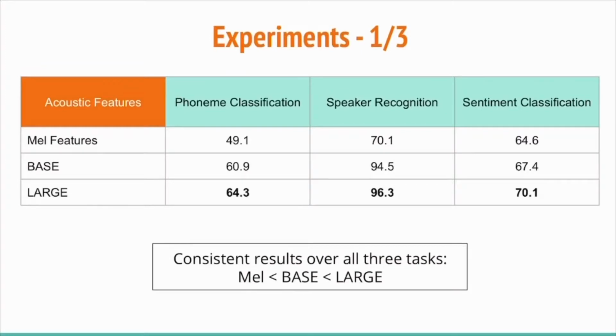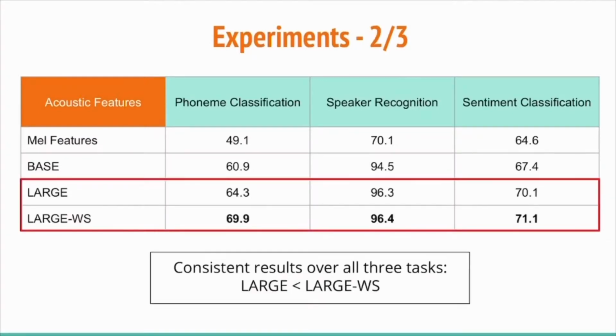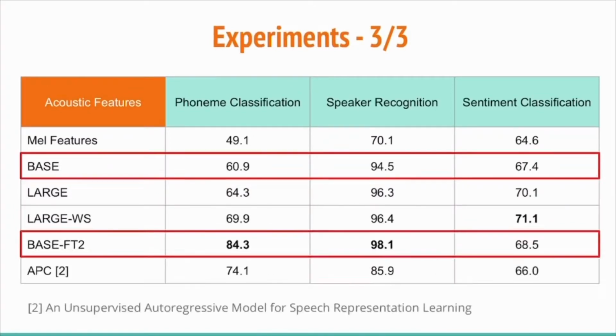In this table, we list results of the 3 downstream tasks. We see that results are consistent over all the 3 tasks, where the base model outperforms the baseline mel features, while the large model outperforms the base model. Here we list the results where we extract features from all layers and integrate them with a learned weighted sum, denoted as large WS. First, we see that integrating hidden representations gives a performance boost over all tasks. Next, we see that fine-tuning also gives a performance boost, in particular in the phone classification case.